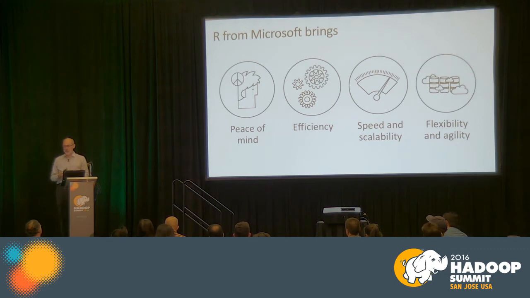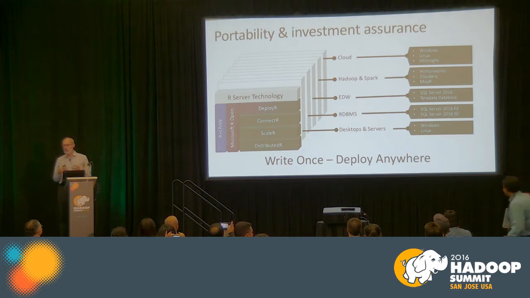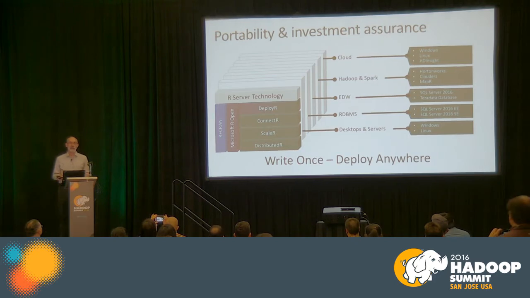We're also providing flexibility and agility by providing a set of functions that work with big data regardless of the platform that you're using. An example of that is shown here in the next slide, where we see that our server technology in Microsoft R allows you to essentially write your R scripts once and deploy them anywhere. The same script that you write to run in the cloud can run in a Hadoop or a Spark cluster, or in a data warehouse, or on a desktop or server.